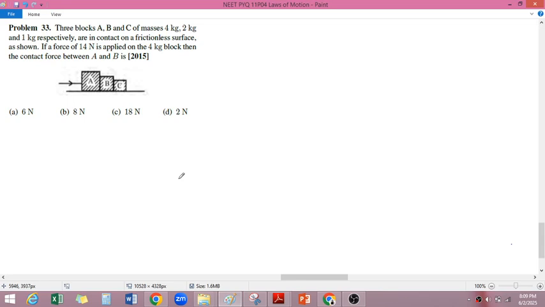Three blocks A, B, and C of masses 4, 2, and 1 kg are in contact on a frictionless surface. If a force of 14 Newton is applied on the 4 kg block, then find the contact force between A and B. You can do this in a couple of methods. So let's try some direct method first.